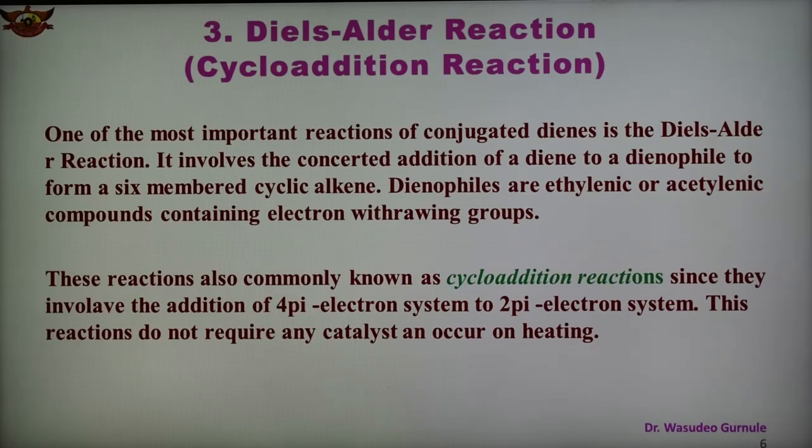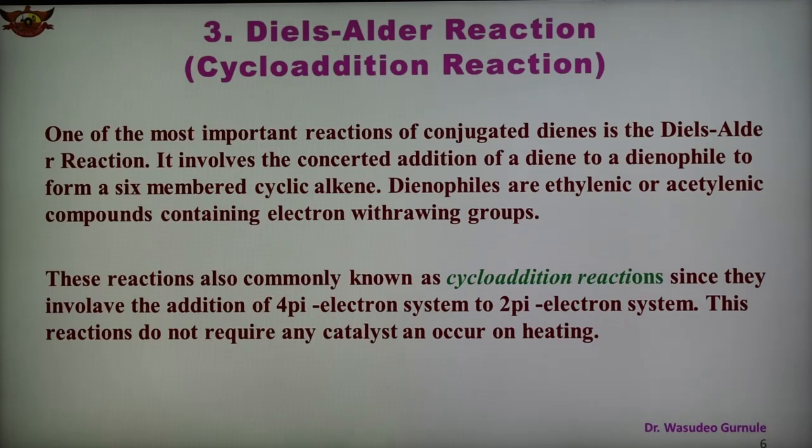As we know, dienophiles are ethylenic or acetylenic compounds which contain electron withdrawing groups. In other words, we can also say that dienophiles are alpha beta unsaturated acid, ester, anhydride, aldehyde, ketones, quinone, nitrile and nitro compounds.